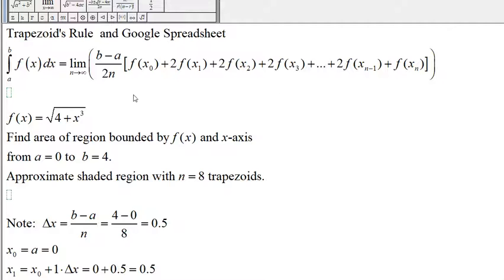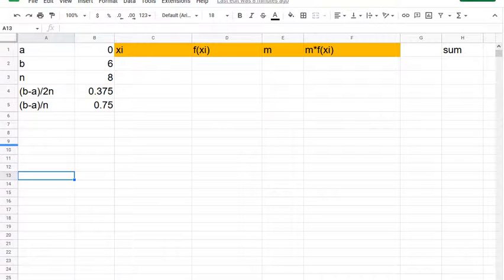And so now we have figured out the x of i's, and we will go to Google Spreadsheet to help us figure out the f of x of i's, and then add all these numbers together. This is Google Spreadsheet, and so first we'll input a, we'll input b, and then n, the number of trapezoids, and then we'll go ahead and calculate. Remember that this is delta x, and so let's go ahead and calculate these two numbers.